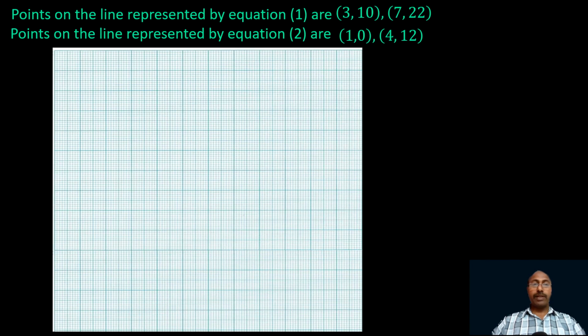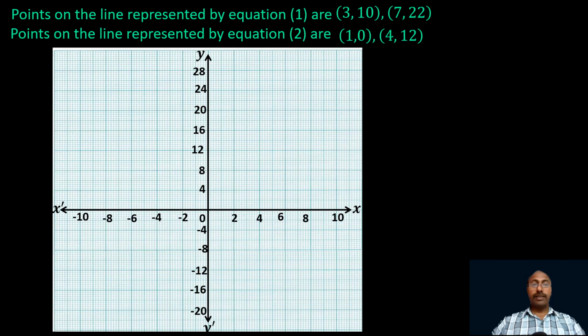So graph paper, and here on the x-axis I am taking 1 centimeter equal 2 units, and on the y-axis I am taking 1 centimeter equal 4 units. Now let's plot the points on the line represented by the first equation. So this is the line y = 3x + 1.